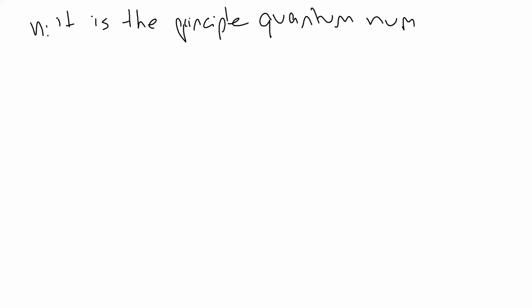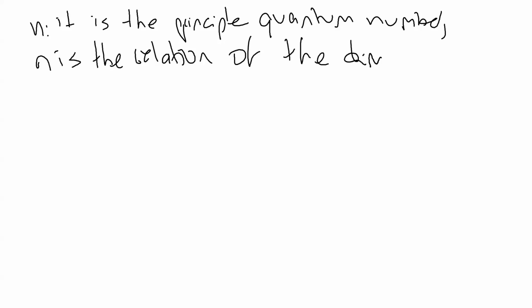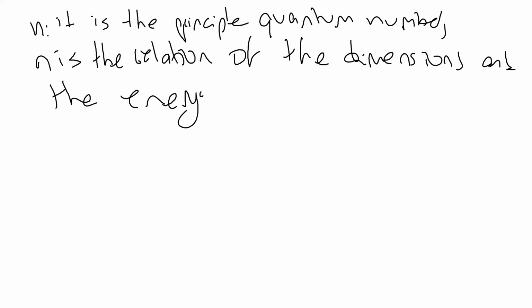So n, by definition, is the principal quantum number. n is related to the dimensions and the energy of the orbitals.